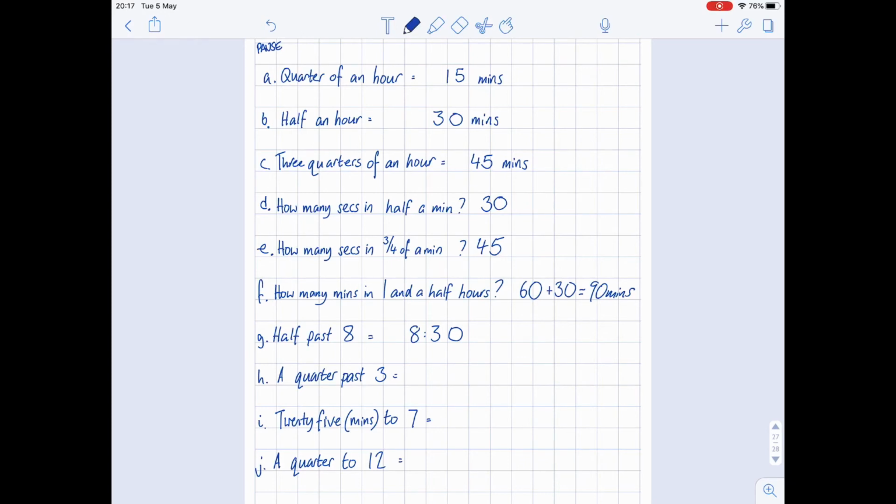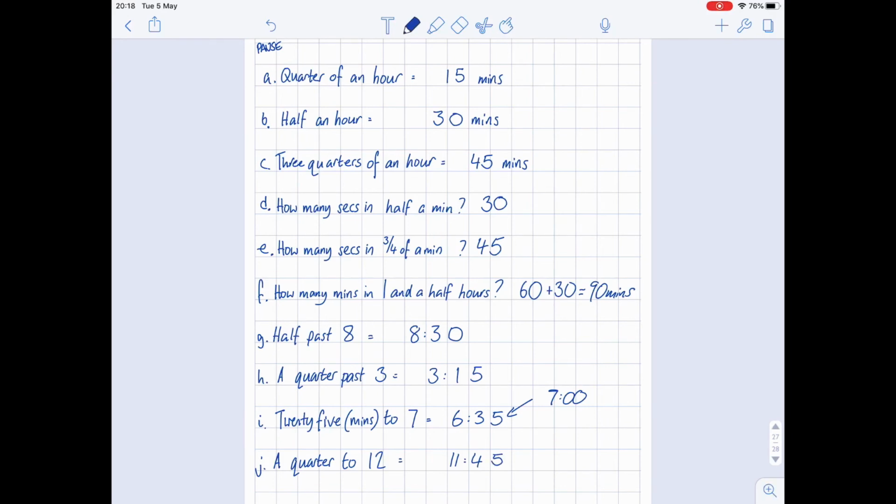3:15. So that's quarter past the hour of 3. So a quarter past would be 3:15. 25 minutes to 7. This was probably the trickiest one. 25 minutes to 7. That's 6:35. Because if you add on 25 to that, you get 7. Okay. And then the last one, 11:45. So that's 15 minutes to 12 o'clock. So that would be written as 11:45.